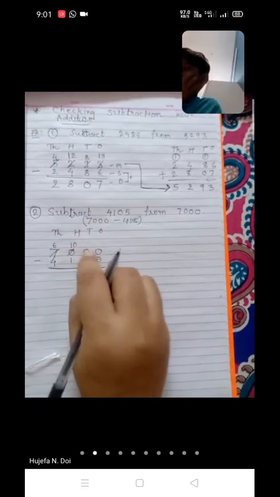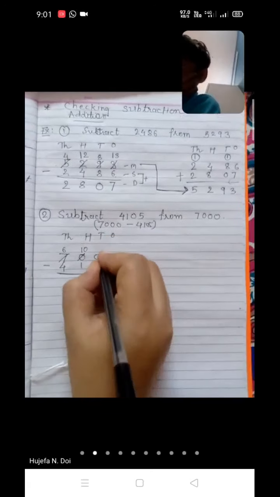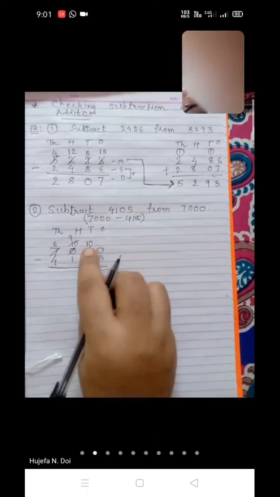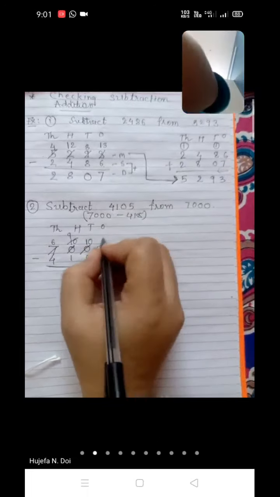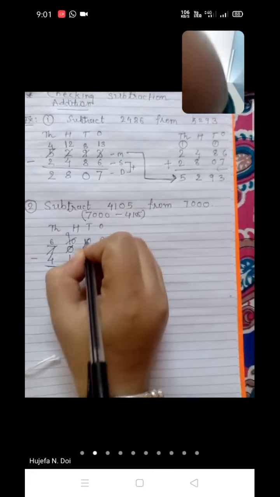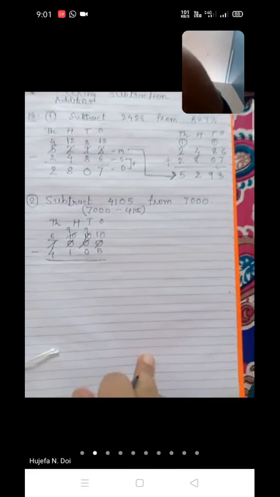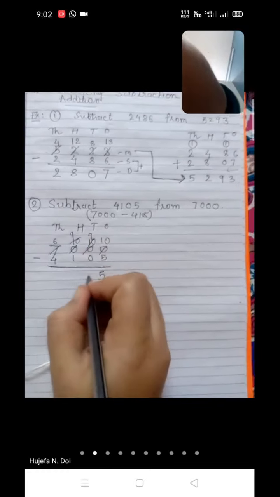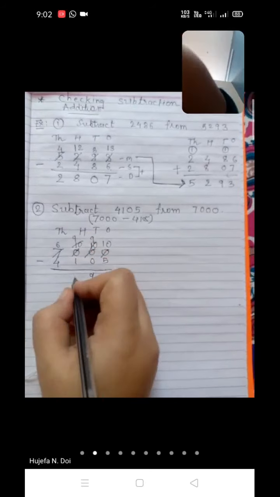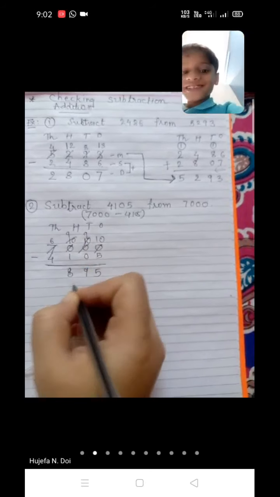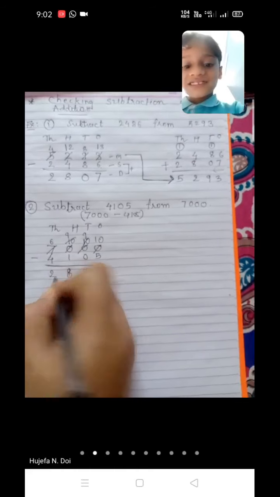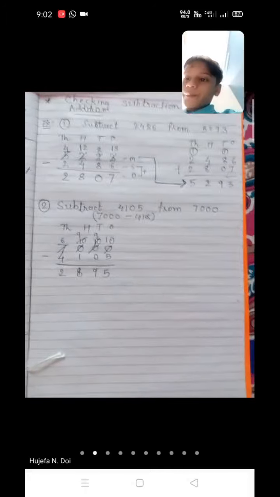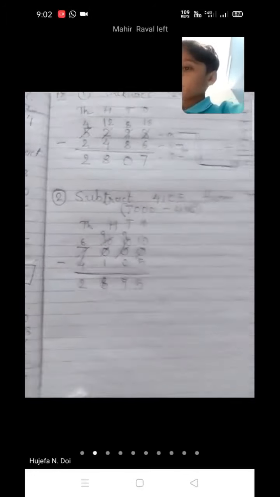Now give a 1 borrow to the next 0, 9, here is 1. Now give 1 borrow to the previous number, 0, 9 and 1. 10 minus 5, 5, 9 minus 0, 9, 9 minus 1, 8, 6 minus 4, 2. Answer is 2895. Now we have to check whether the subtraction is correct or not.